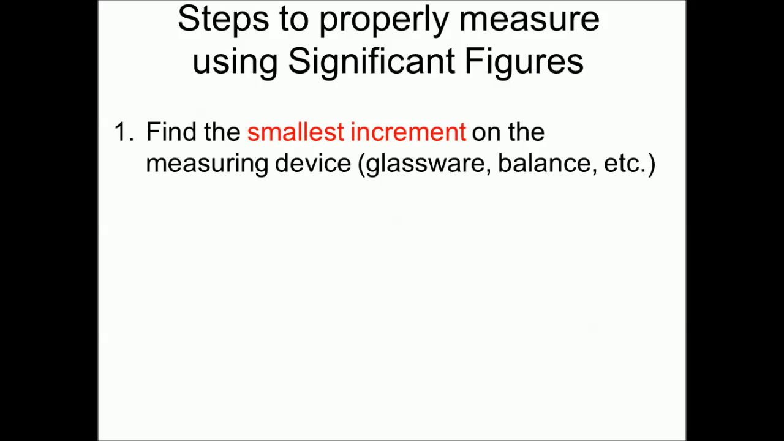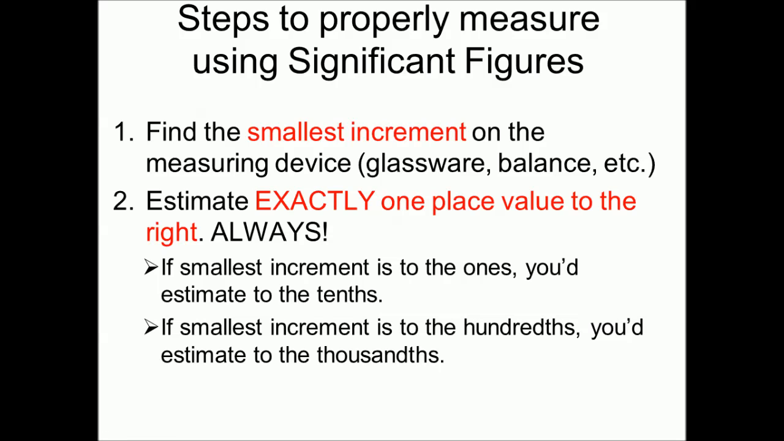So, steps to properly measure using significant figures. First thing you want to do is find the smallest increment on the measuring device. Then, you just want to estimate exactly one place value to the right, always. I can't stress that enough. You always have to estimate exactly one place value to the right. For example, if your smallest increment is to the ones, you would have to estimate to the tenths. If your smallest increment was to the hundredths, you would have to estimate to the thousandths. And again, we will get practice with this coming up.